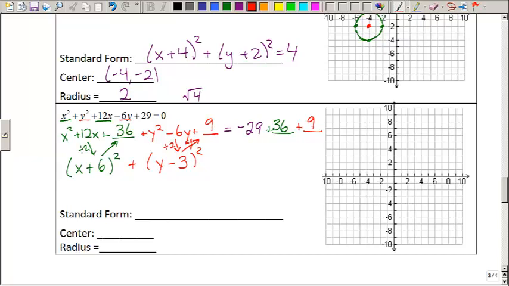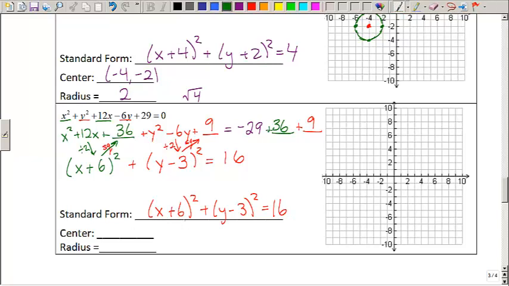Notice that these squares, whenever I square a value, I'm always going to be positive. So the values that you're adding in are always going to be positive on the left-hand side as well as the right-hand side. Combining like terms on this side, I'm getting negative 29 plus 36 plus 9 is equal to 16. And that's my standard form of the equation. X plus 6 quantity squared plus y minus 3 quantity squared equals 16.